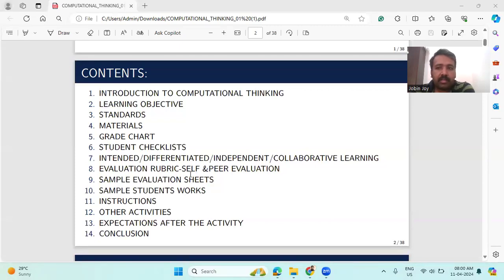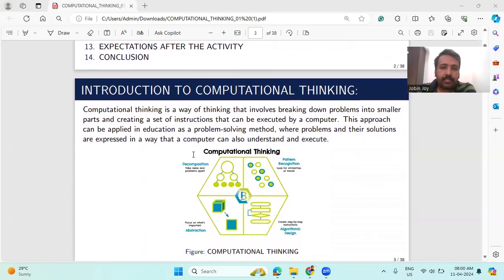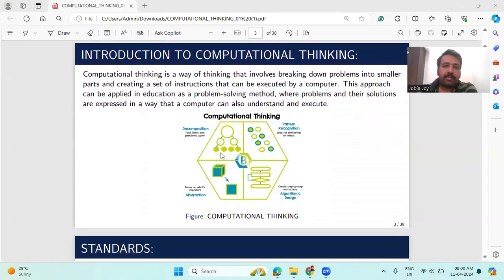Then what are the other activities after finishing this computational thinking activity? What is the next activity we are going to start? Then what are the expectations after finishing this activity? And finally, conclusion. Let us enter into the topic, Introduction to Computational Thinking.